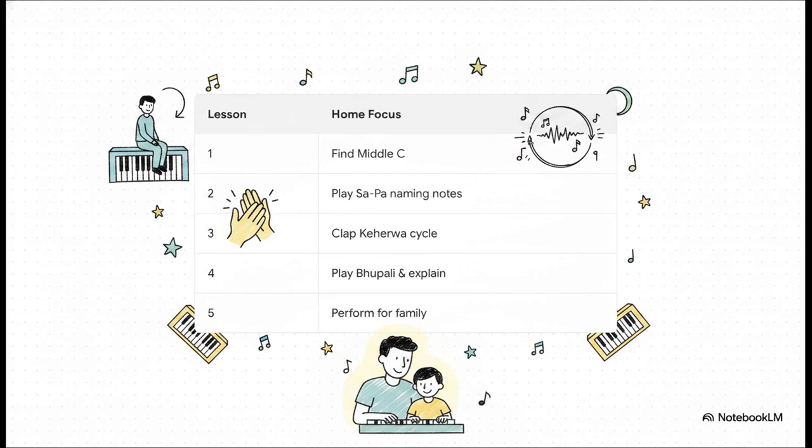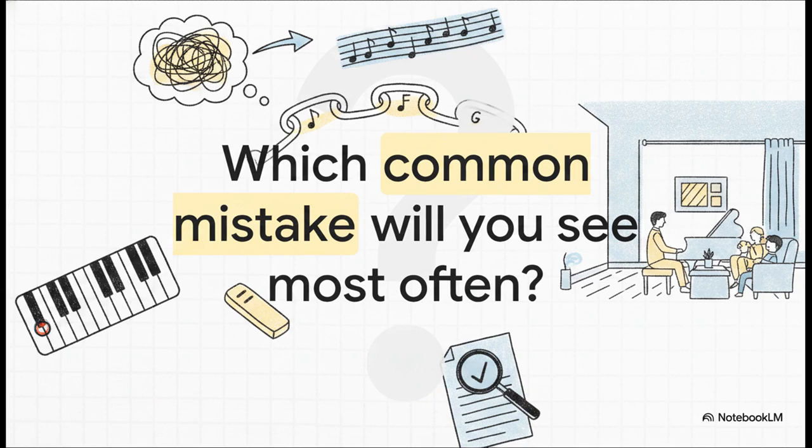Well, we've covered a ton of ground today, from that very first touch of middle C all the way to a full-on living room recital. I want to leave you with a somewhat provocative reflection question straight from the text. Which single common mistake across these 5 lessons do you expect to see most often in your own teaching context? And what are you going to watch for specifically? Take a moment to think about that.